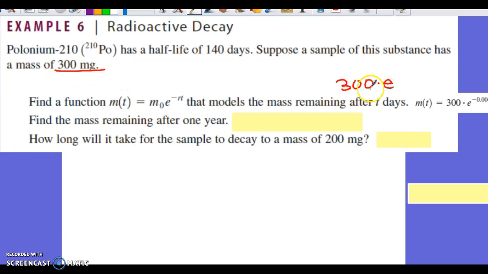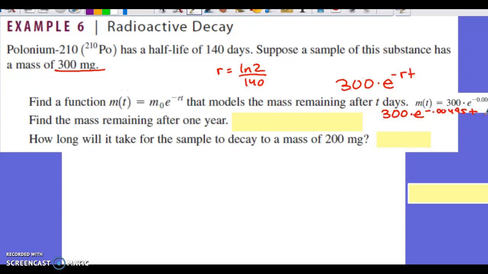My formula uses e, so it's m sub 0 e to the negative rt. We have to find r. r is your ln 2 over h, so that's 140 in this problem. So I'm going to go to my calculator again and type in ln 2 divided by 140. And I'm going to get 0.00495. So for this first part, it's 300 times e to the negative 0.00495t.